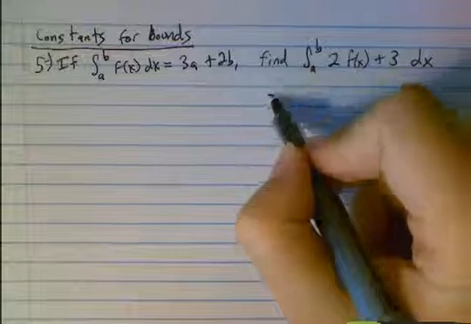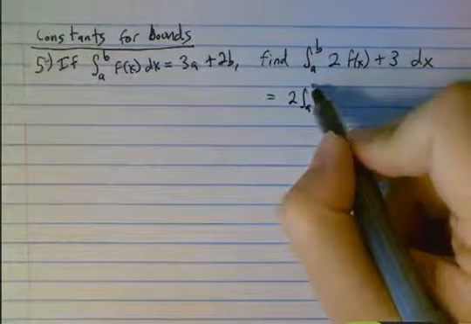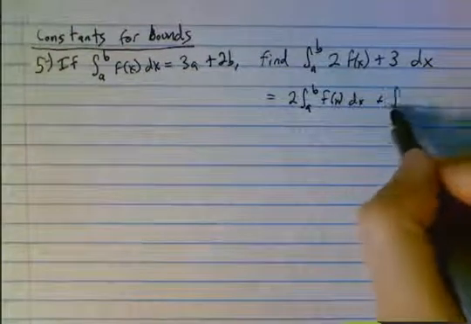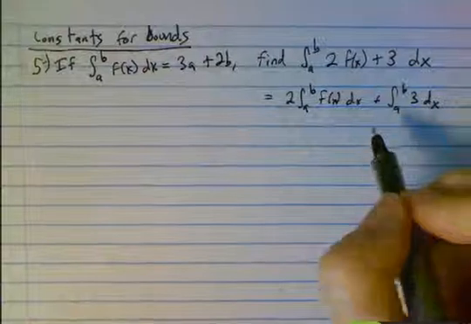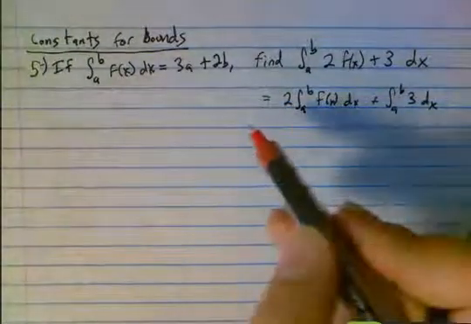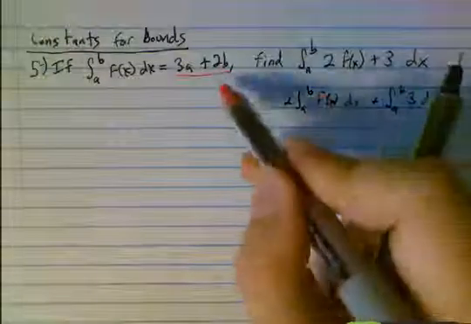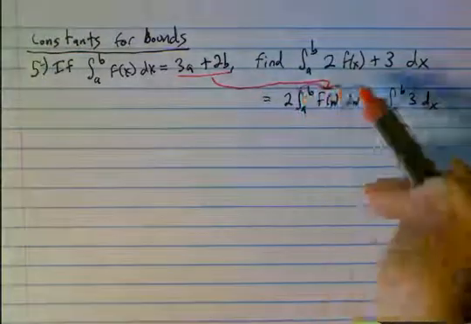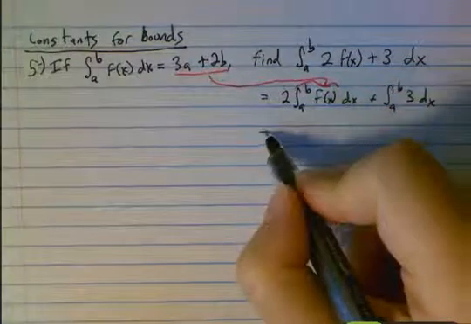As we've done before, we're just going to break this apart. So the 2 is along for the ride. Now notice that we've been told what this is. Integral from a to b of f of x dx equals 3a plus 2b. So we can just take that out and replace it.